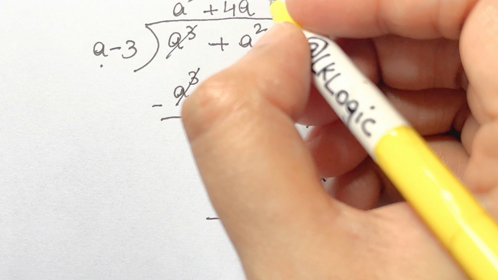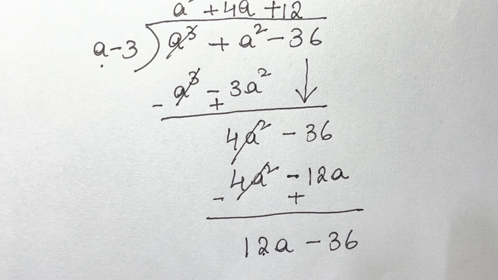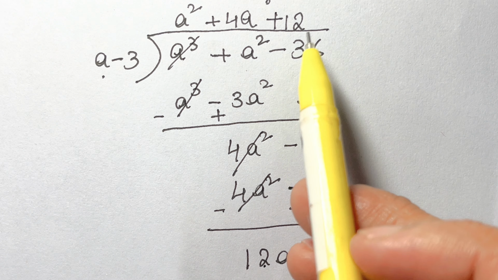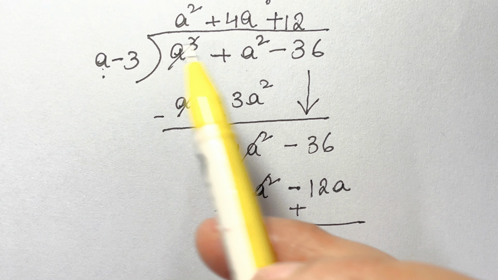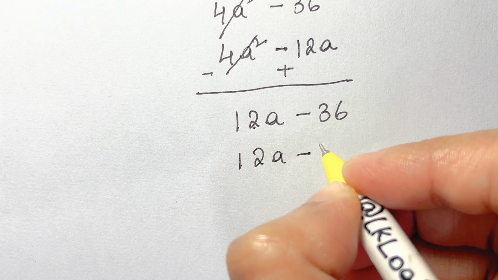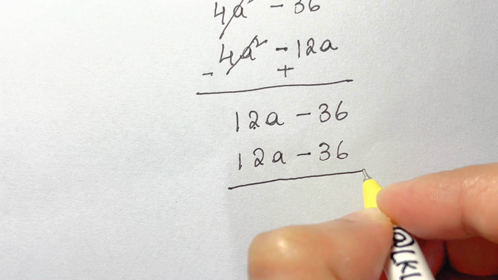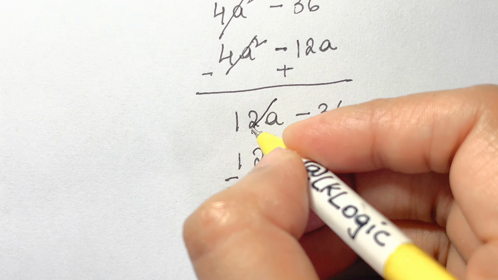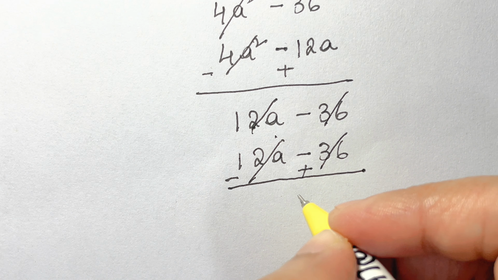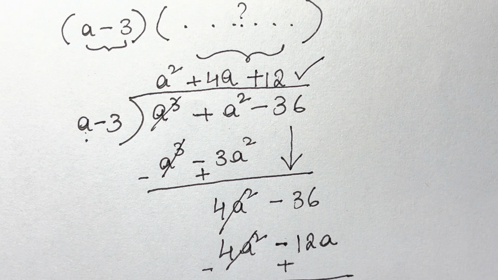Now let's multiply by 12 to get 12a. So we are going to write plus 12 at the top and multiply with a. So we are going to get 12a. And don't forget to multiply it with negative 3 as well. Let's change the signs and subtract. 12a minus 12a gets cancelled. 36 and 36 get cancelled, giving us a remainder of 0. So we have got our quotient.